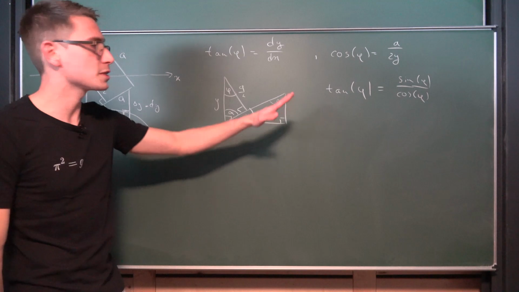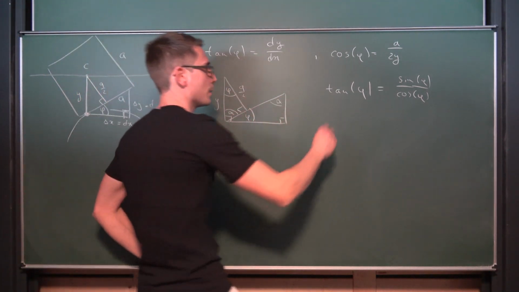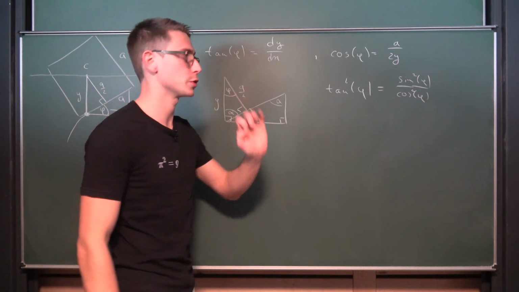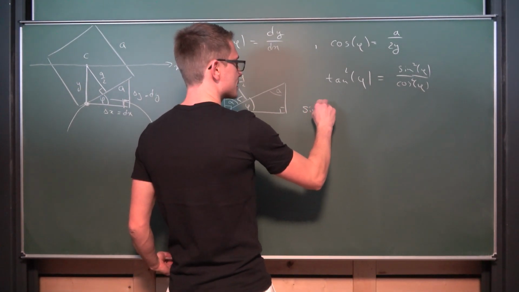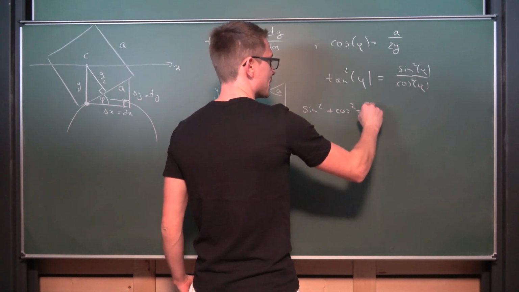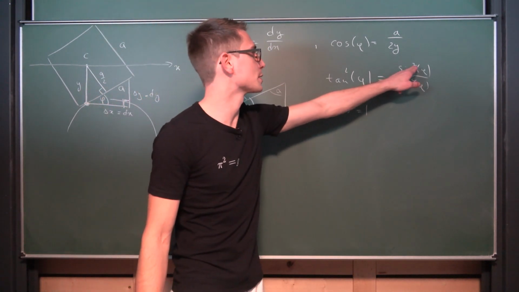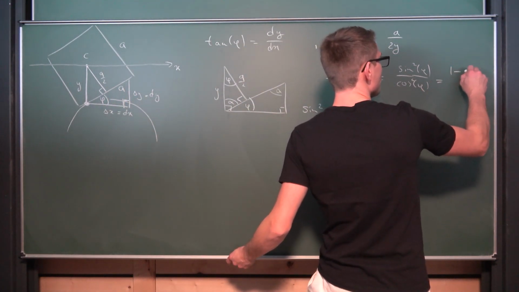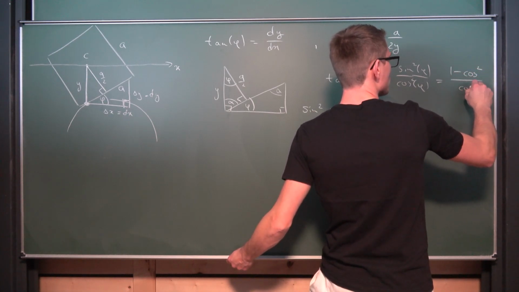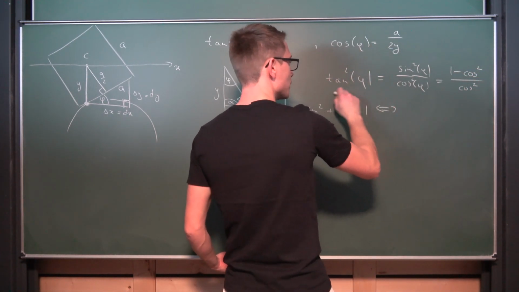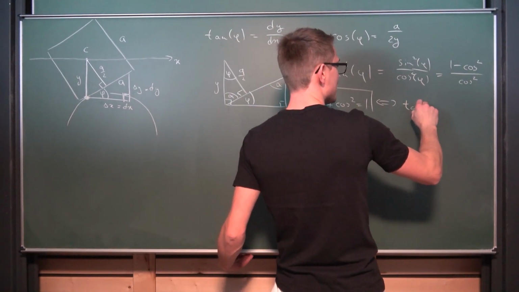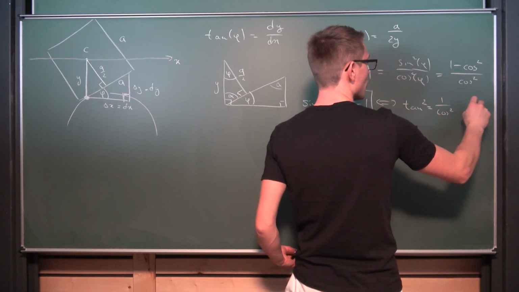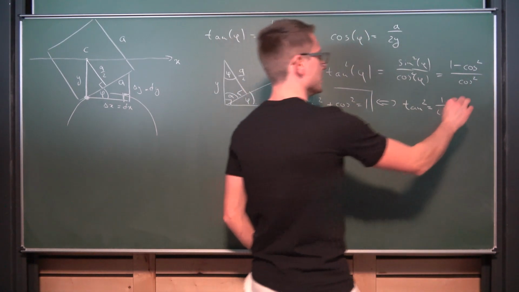Now what I'm going to do here, this makes our life a tiny little bit easier. I'm going to square both sides. And why am I doing this? Because of the fundamental theorem of trigonometry. Namely, we all know that sine squared plus cosine squared is nothing other than 1. Meaning we can replace our sine squared by 1 minus the cosine squared. So this right here is the same as 1 minus the cosine squared divided by the cosine squared. Or in other words, we can say that the tangent squared is nothing other than, if we split this up, 1 divided by the cosine squared minus cosine squared over cosine squared, which is 1.